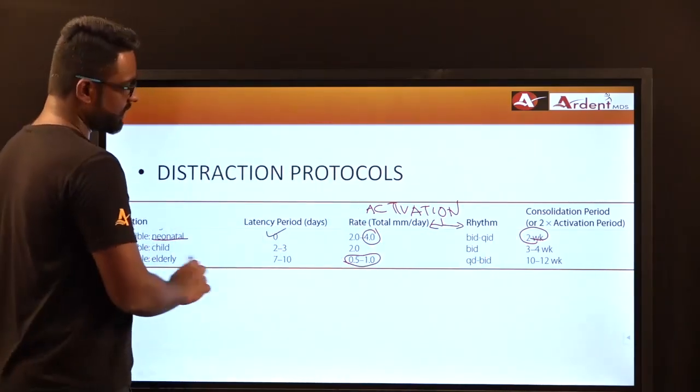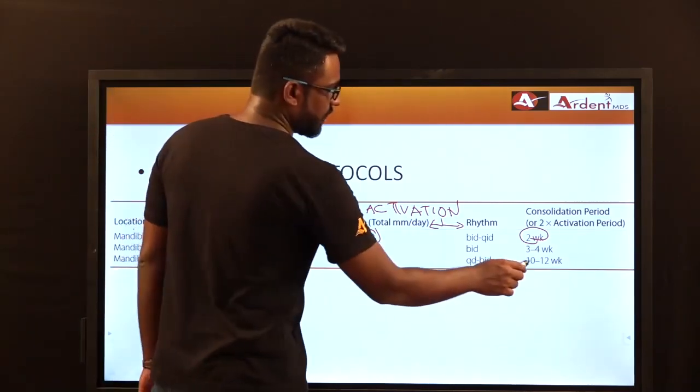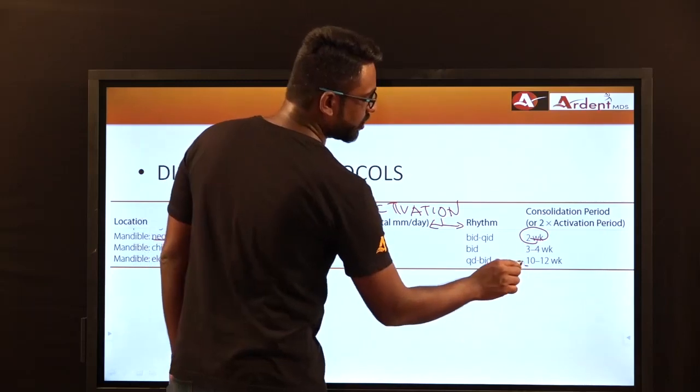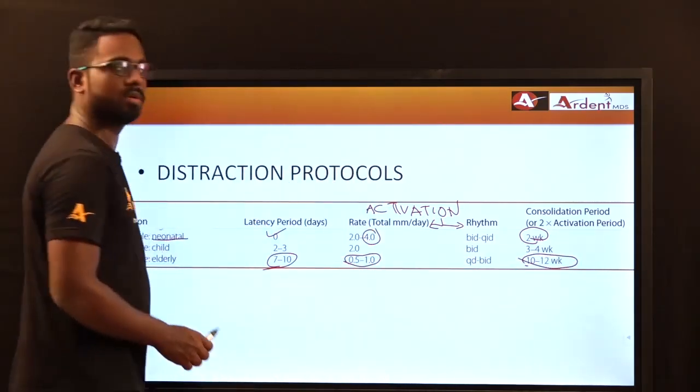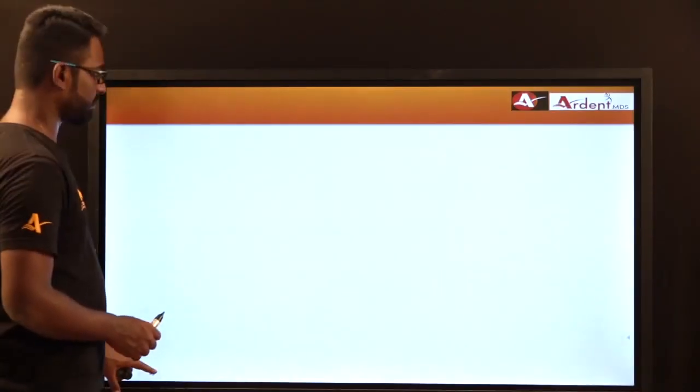Whereas for adults and elderly, the latency period is very high, 7 to 10 weeks, and then 7 to 10 days, and then for the consolidation period again we have to wait for around 3 months. So this is about distraction osteogenesis.